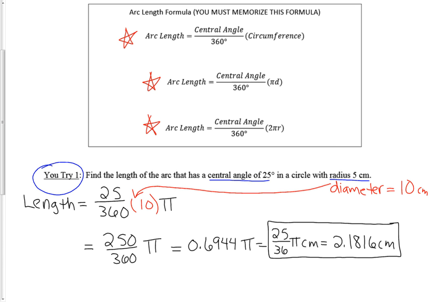Here's the solution to You Try 1. Your answer may be either of the answers in the box. It can either be 25 over 36 pi centimeters, or you could have worked that entire value out in your calculator and got 2.1816 centimeters. So either answer is good, and be sure that you have units.